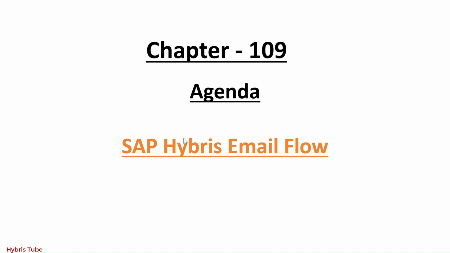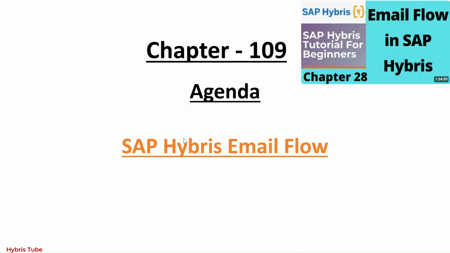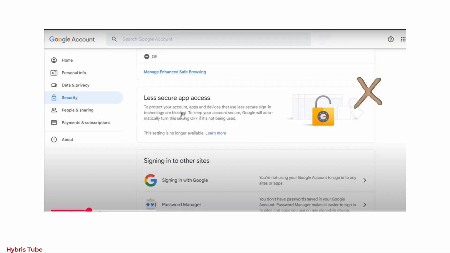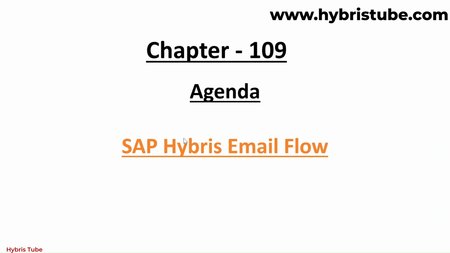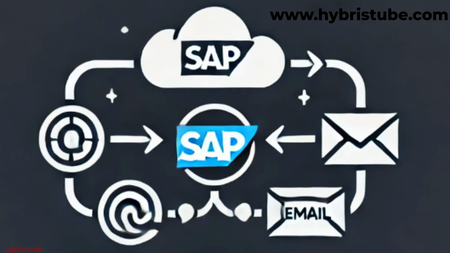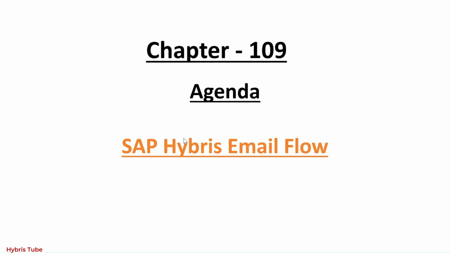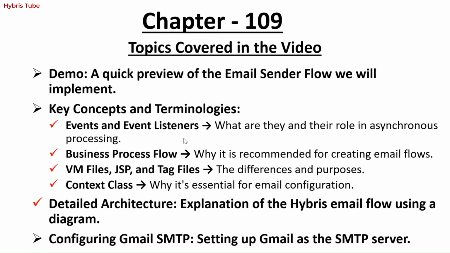I have already made a video on this topic a long time back, but due to the recent changes, like Gmail has stopped giving support for the less secured apps feature, and updates in the recent Hybris framework, I thought of creating a fresh, detailed, and practical video on this topic again. This video will cover the complete email flow architecture with step-by-step implementation, which you can use directly in your project work. So what are the topics we are going to cover in this video?